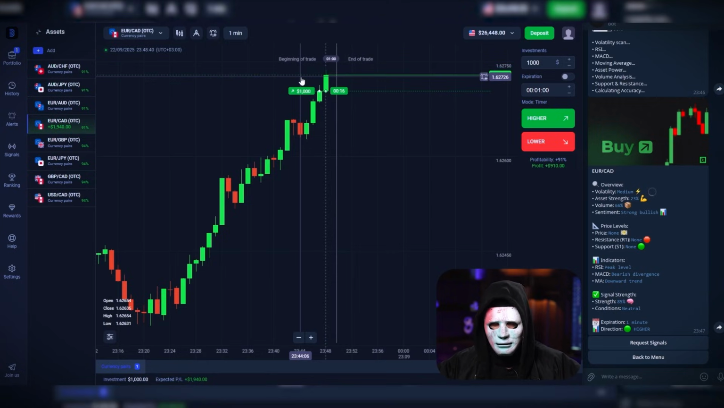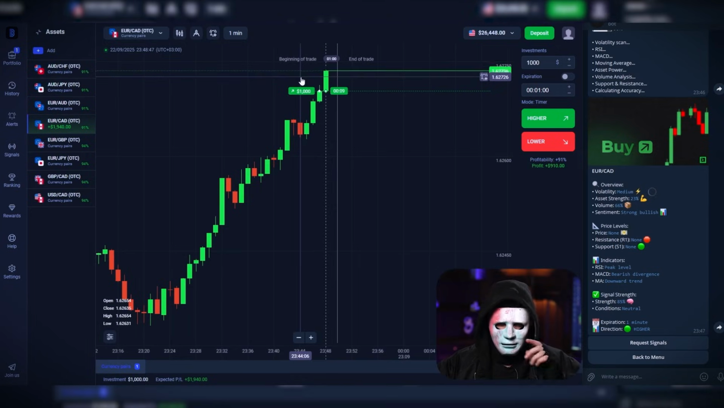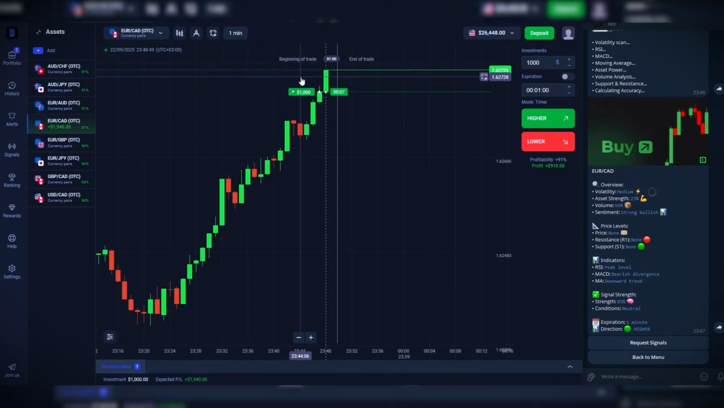Right now, I'm taking the signal on the right and immediately entering the trade in front of you. And that gives us a huge advantage over people who trade without this bot.